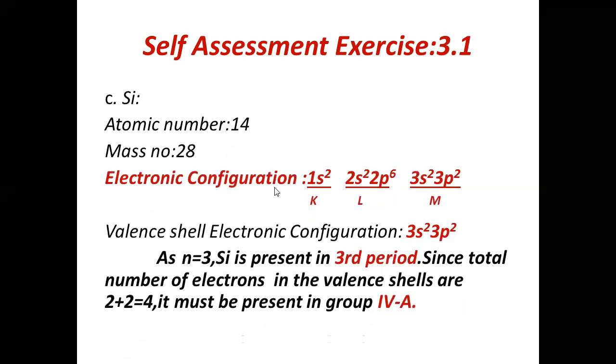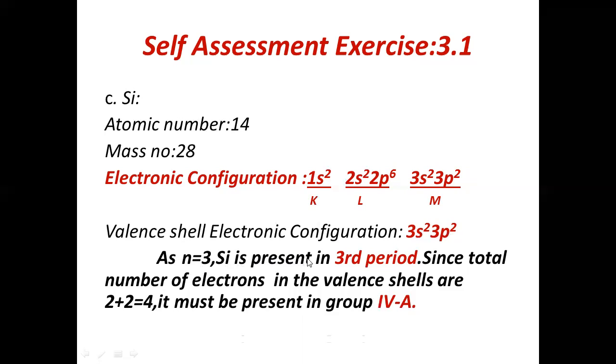C part, silicon. Atomic number of silicon is 14. Mass number 28. Electronic configuration is 1s2, 2s2, 2p6, 3s2, 3p2. So 1 is shell number 1, which is also called K shell. N is equal to 2, L shell. N is equal to 3, M shell, the third shell. The third shell is the outermost shell, and the configuration of this outermost shell is 3s2, 3p2. Again, the value of n is 3.